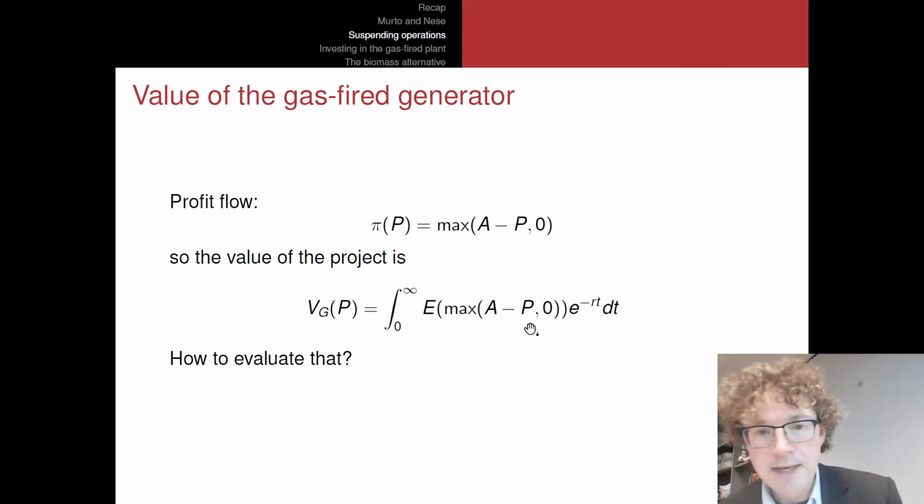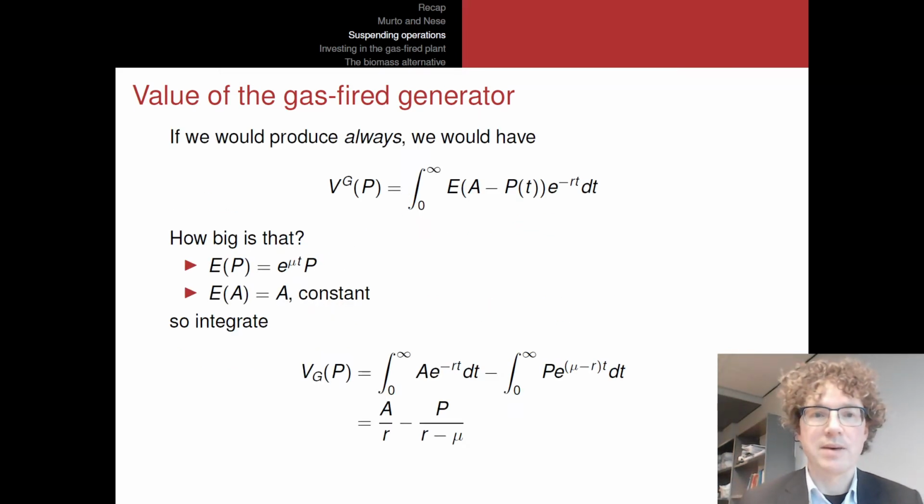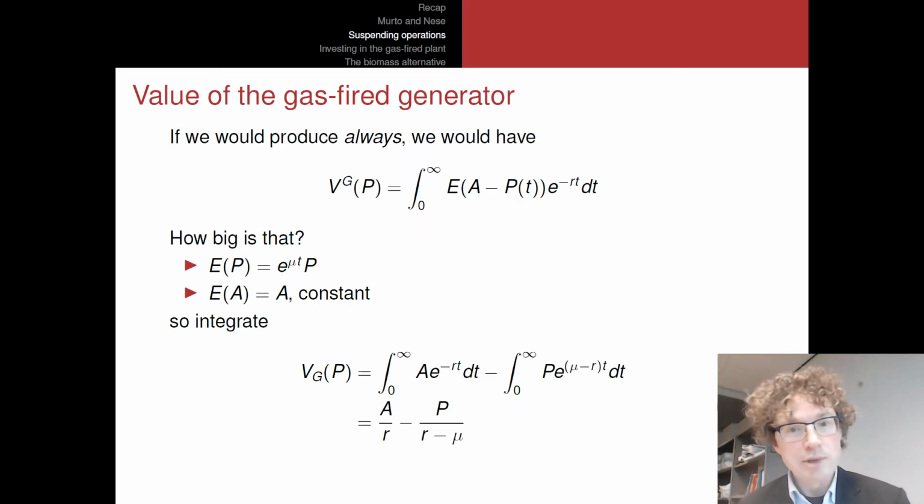So there we are. We're going to do this, and we're going to use the Bellman equation here. So how do we do this? Well, let's first look at the simpler problem. Suppose we would never switch off this plant. So we're always going to produce. So what does that mean?